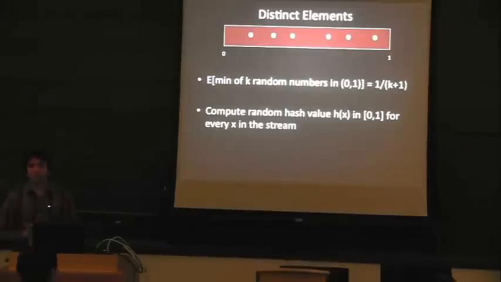So what is the minimum really? The distribution of the minimum is just the minimum of k random values in 0, 1. So the expected value of the minimum is 1 over k plus 1. Great, we're done. If you actually wanted to get a good estimate of the number of distinct elements, you would compute not one hash function, but maybe 100 hash functions or 1,000 hash functions. Keep track of the minimum of all of them, and then average. And you get a very good estimate of 1 over k plus 1, where k is the number of distinct elements. Invert this and you have a very good estimate of the number of distinct elements.